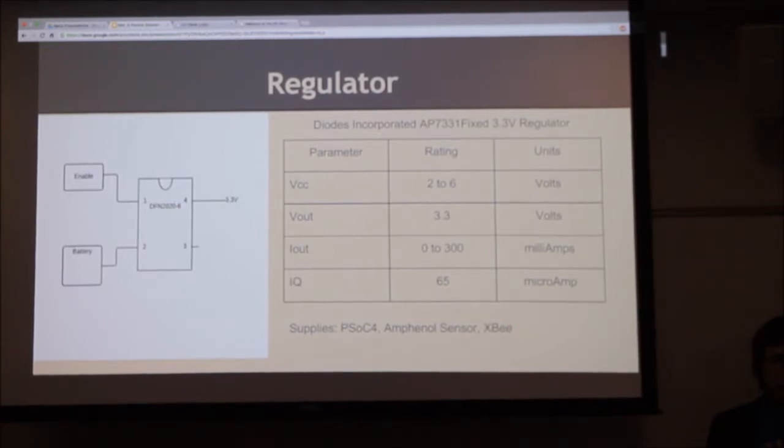So this is our regulator. It's a 3.3 volt. We have our enable pin and battery source separated so that we can control when it's on and off. It routes to the PSoC 4, Amphenol sensor, and XBee. And we're running on 3.3 volts.